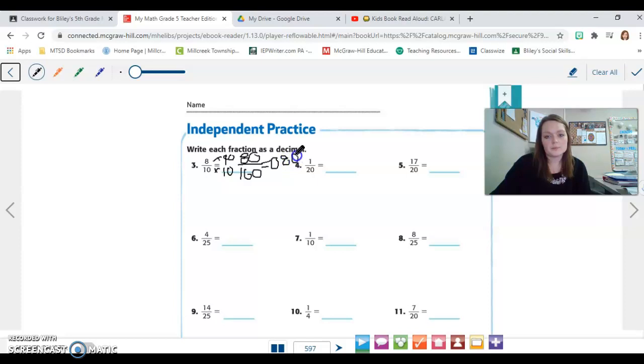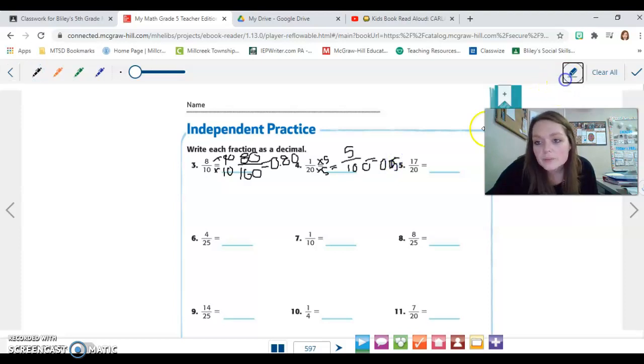Let's try one more. I have 1/20. 20 times 5 is 100, my magic number. What I do to the bottom, I do to the top. 1 times 5 is 5. My answer is 0.05. Sorry, there should be a 0 here. Hold on. Sorry, I made a mistake. It should be 0.05.